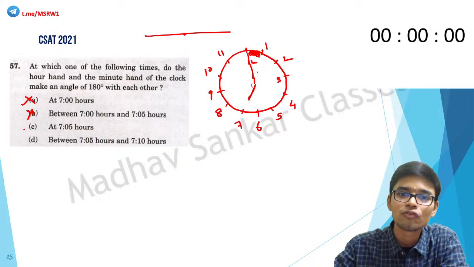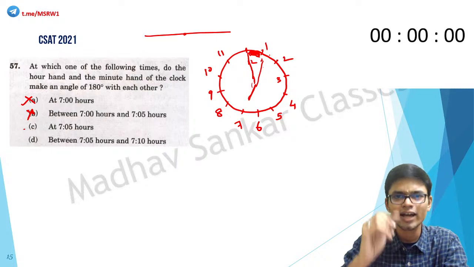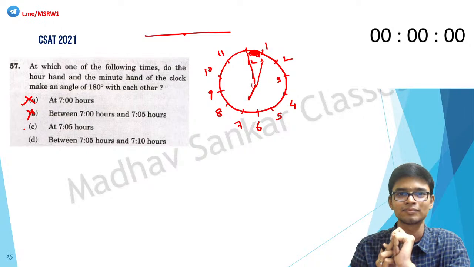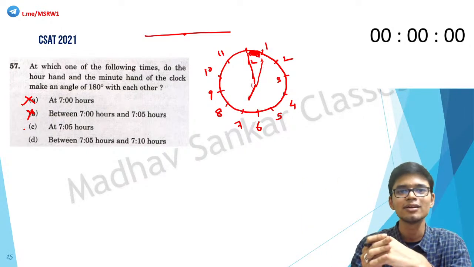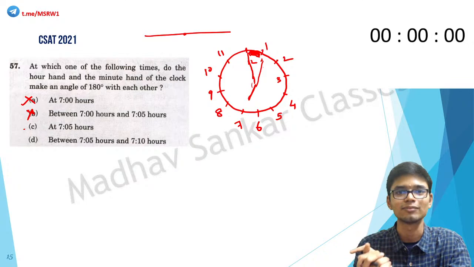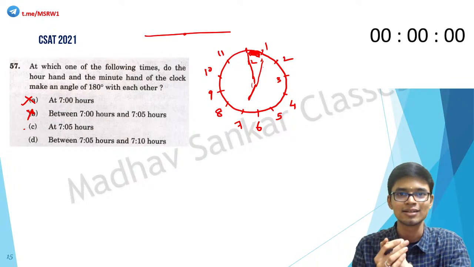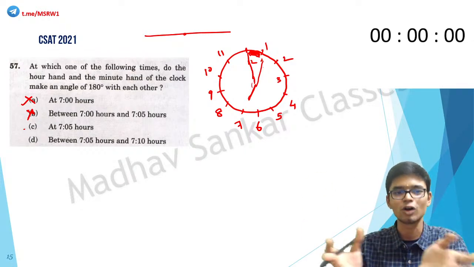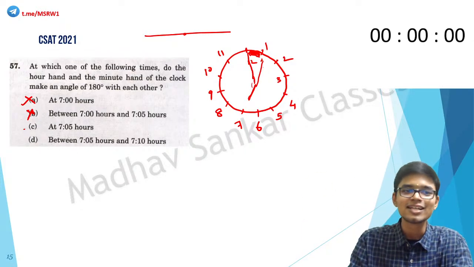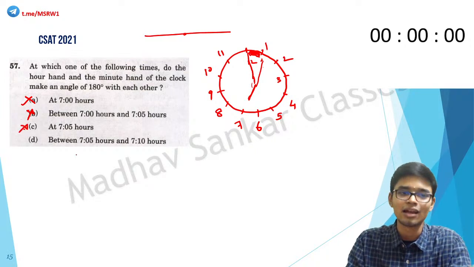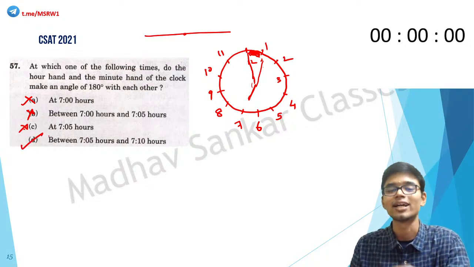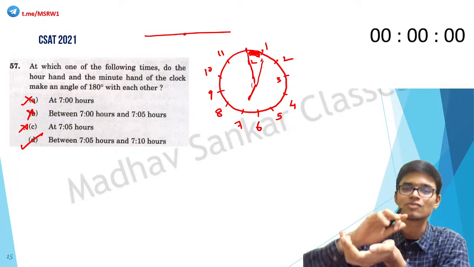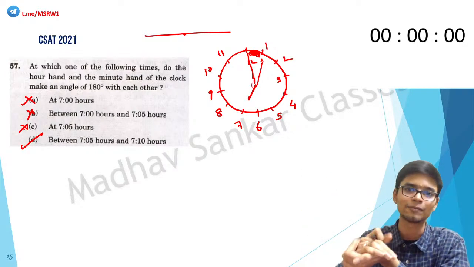So when it is 7:05, what will happen? The hour hand will have a very small shift towards 8. It's not noticeable. We might think it is still 7, but the degree will be less than 180 because of this small tilt towards 8. I will tell you the exact procedure later, but that is not required to solve this problem. So it is not 7:05 either. The last remaining option, between 7:05 and 7:10, that is the correct answer. It is between 7:05 and 7:10 that the hands will be in 180 degree alignment, a straight line.